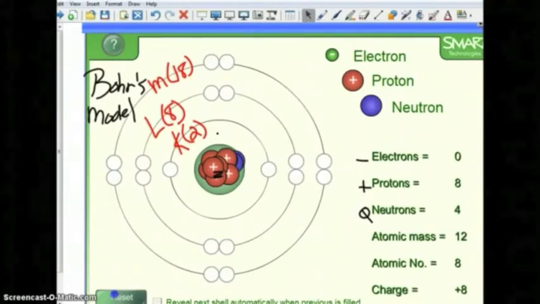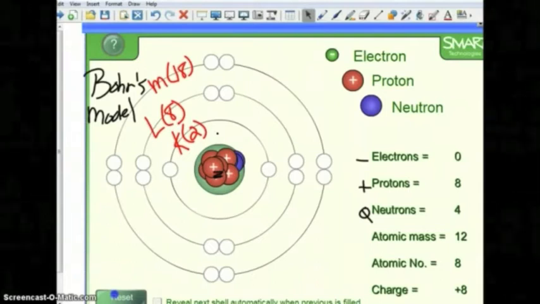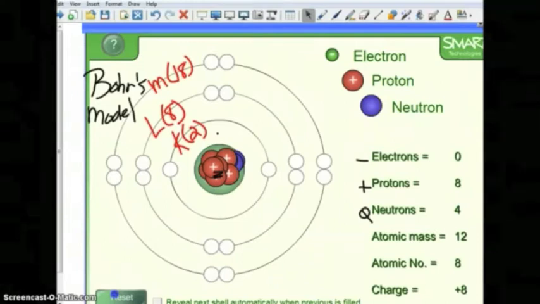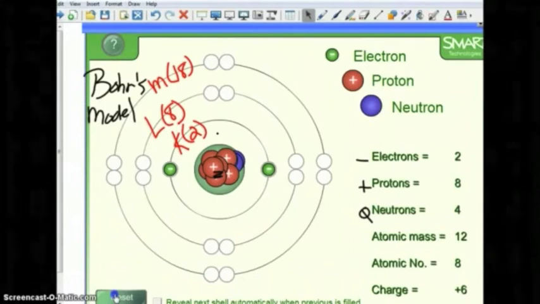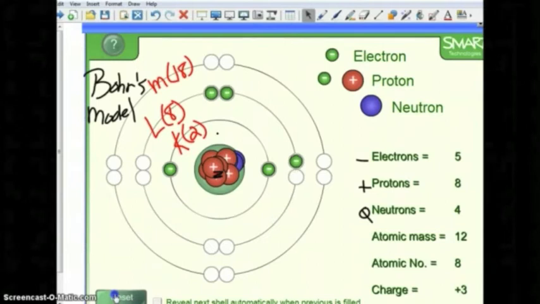Now that we have our nucleus built, we must surround it with our electrons. Since there are 8 protons, which are positively charged, we need 8 electrons, which are negatively charged. The first 2 electrons fit nicely on the K shell, but now we need to move out to the L shell to put the other 6. 1, 2, 3, 4, 5, and 6. Now we have a nice neutral atom of oxygen.